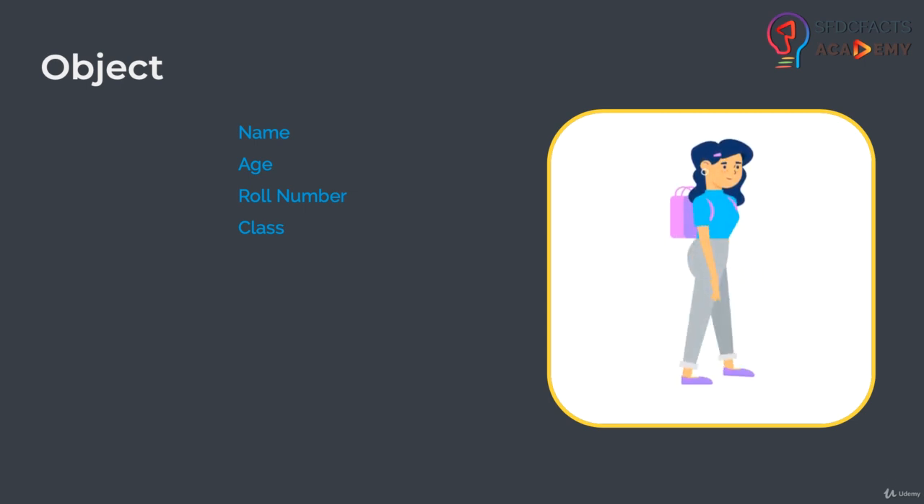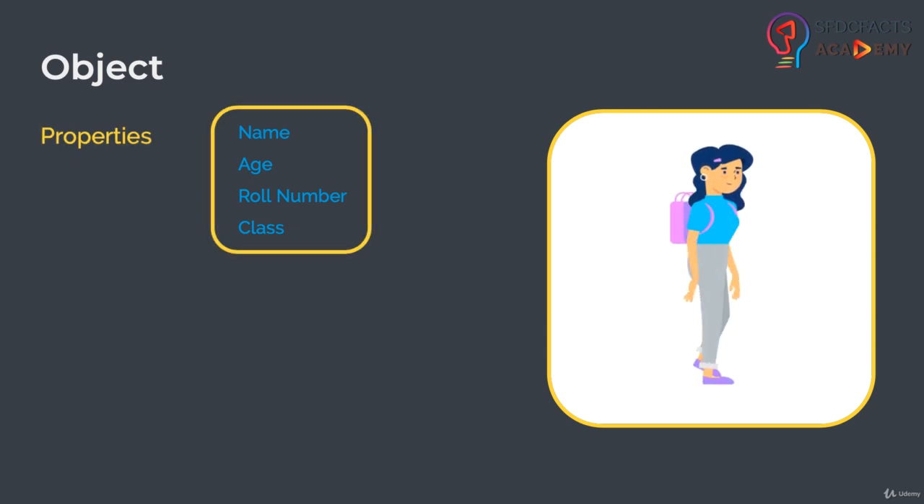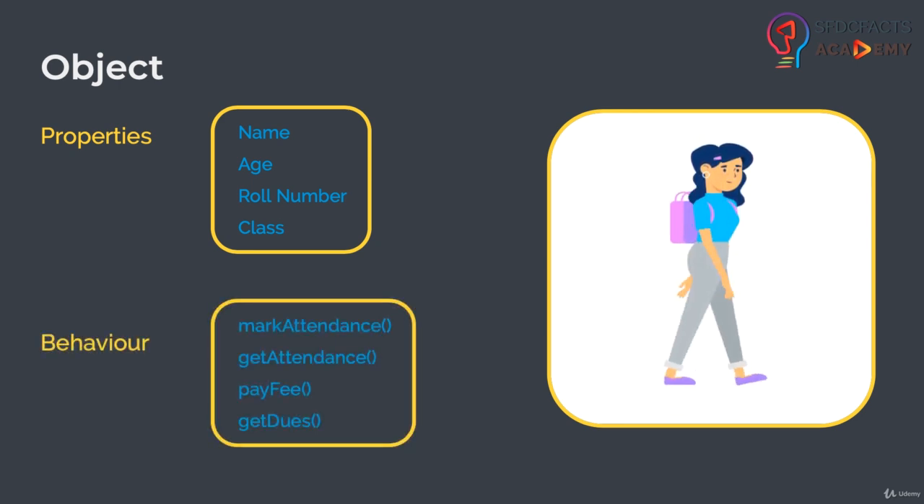So all of these different attributes about a student are called properties. Along with these properties, an object also has behaviors, like a student has to mark his attendance or pay his fees or get his dues or maybe write an exam. All of these are behaviors of a student. These properties and behaviors define an object, or you can also say they give an object a definition. Without these properties or behaviors, an object is nothing, it's null.